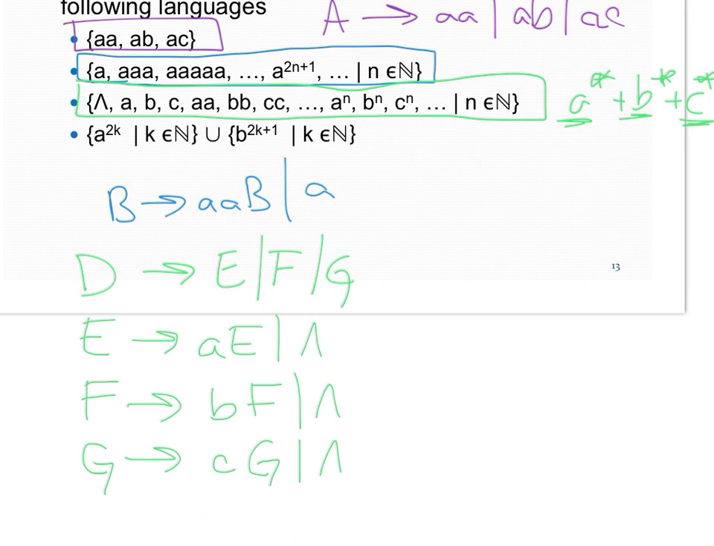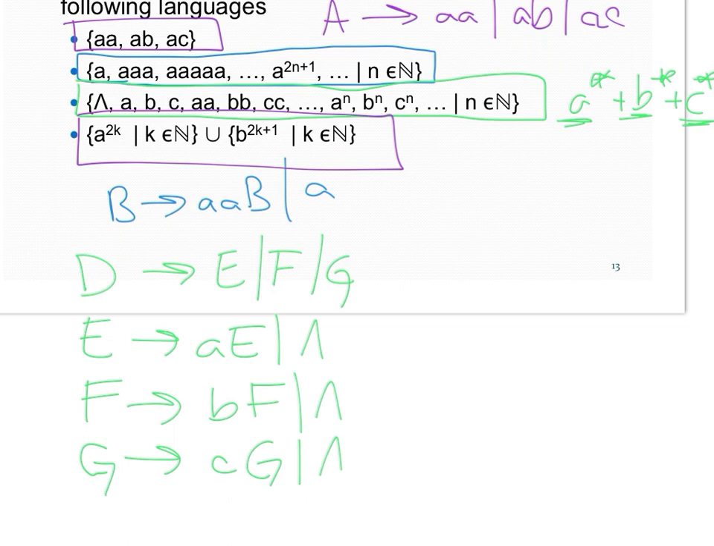Okay? And so now we just have to do that last one. I guess we'll switch back to purple again. So we're doing this last one, A to the 2k such that k is an element of n, unioned with B to the 2k plus 1 such that k is an element of n. Ouch, right? So what have we got here? Pause for a second and think about what the regular expression is.